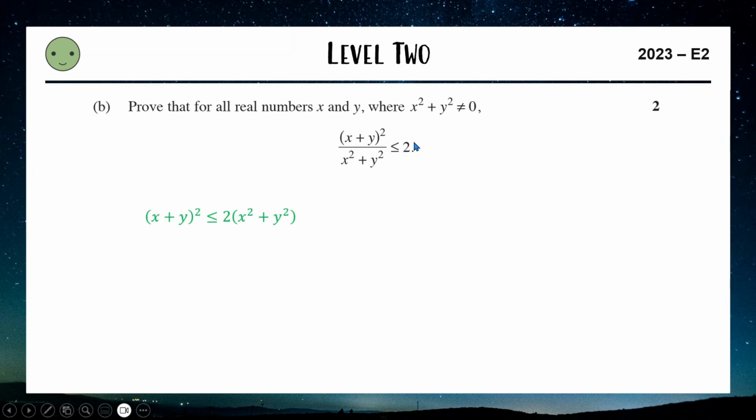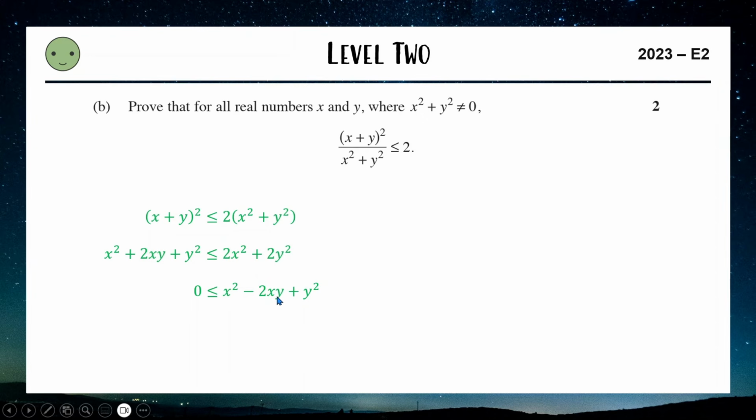So multiplying it across looks like that, and now I'm just like, why don't I just expand both sides and just see what happens? So expanding out the left-hand side with our perfect square, we get x squared plus 2xy plus y squared. And on the right-hand side, we get 2x squared plus 2y squared. Now, if I bring everything over to the right, so I subtract x squared and y squared from both sides, and I subtract 2xy from both sides, I end up with this.